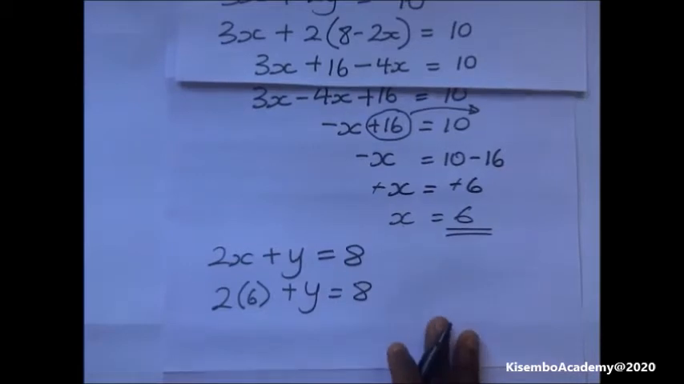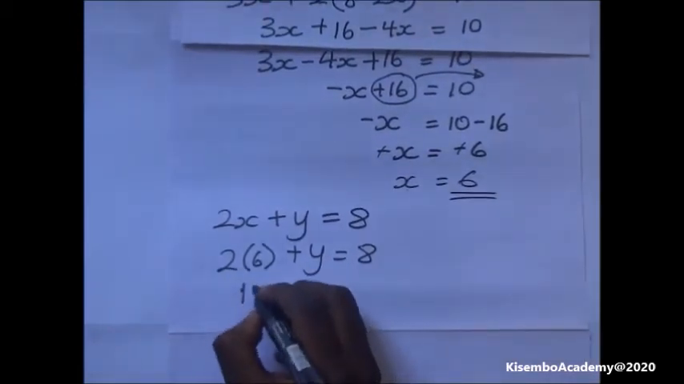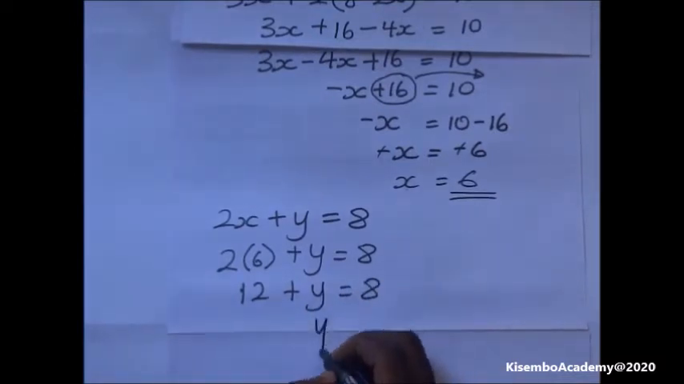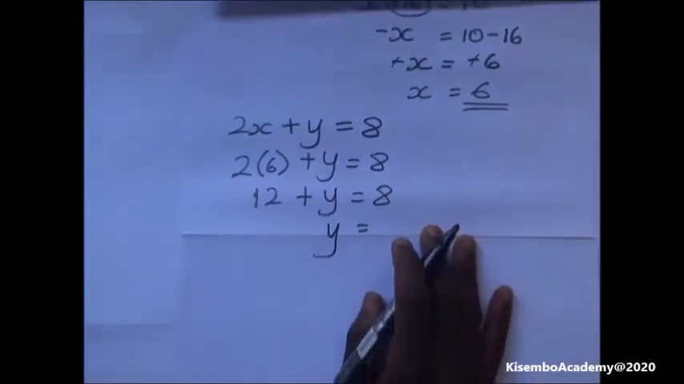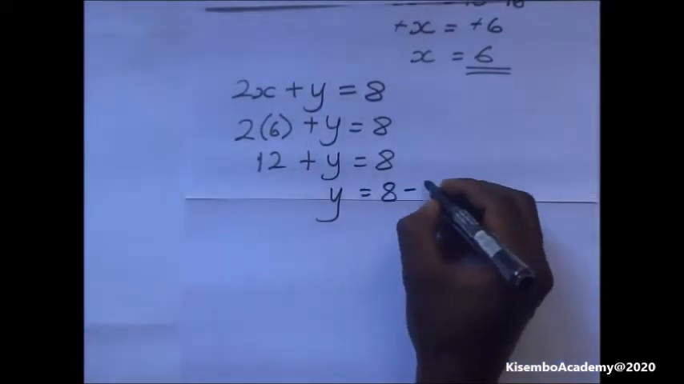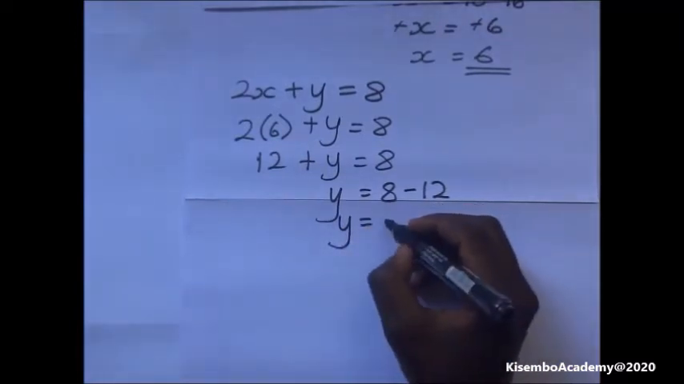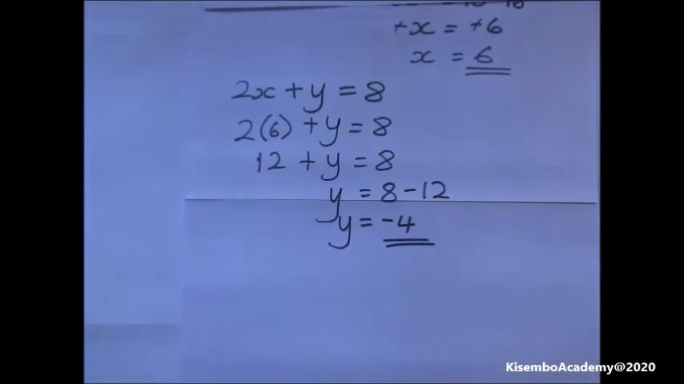to 8. So 2 times 6 is 12, plus y, which is going to be equal to 8. So definitely this is going to give us y being equal to 8 minus 12, and we will get our value of y as negative 4. So from here we can simply see that our value of x is 6 and our value of y is negative 4. And that is how we find the values of the variables in a simultaneous equation using the substitution method.